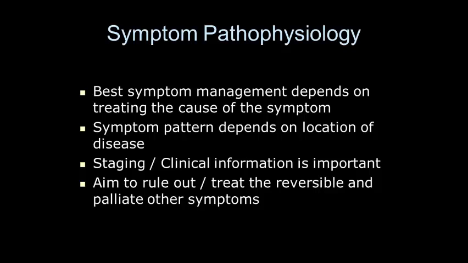And in line with that, the symptom pattern that a patient experiences depends on where the disease is located and what the cancer is impacting on. And that's why the staging and clinical information is so important, because you need to understand whether the information you already have explains the symptom that the patient is experiencing, or do you need to actually investigate further to confirm that the cancer is spread and to identify the cause so you can attempt to treat it. Now, the goal, wherever possible, is to rule out or treat whatever is reversible. And what you cannot reverse, you then palliate.